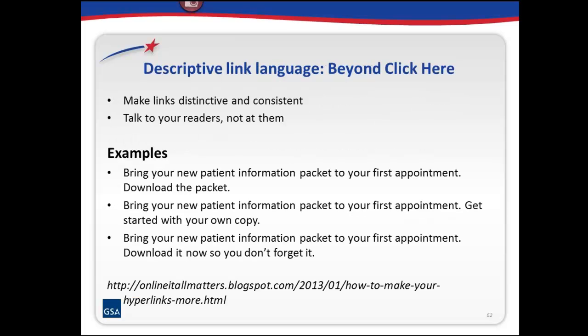Descriptive link language. This is important information, particularly on the web, because linking is so important. Make your links distinctive and consistent. Don't just say "click here," but give them language that lets them know. Instead of "download the guidelines" or "download this report," say "download the Alliant 2 ordering guidelines," because then they'll know exactly what they're getting.